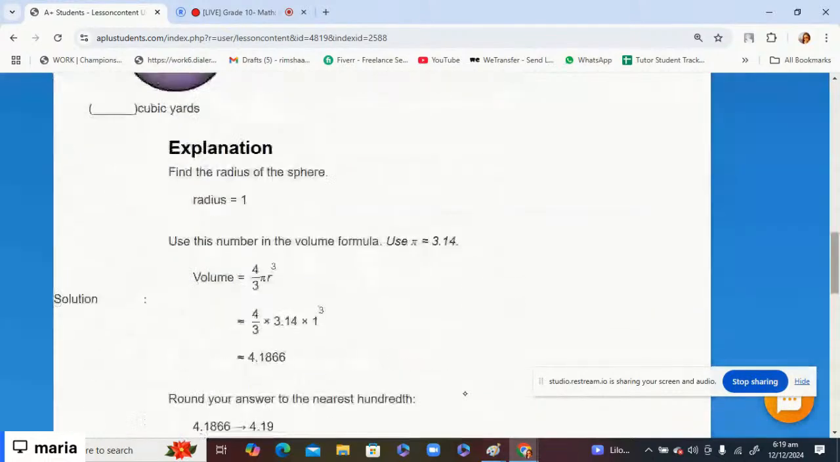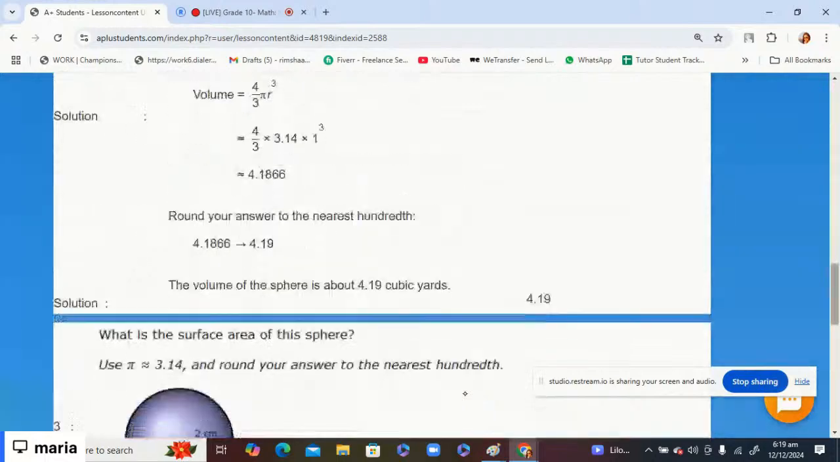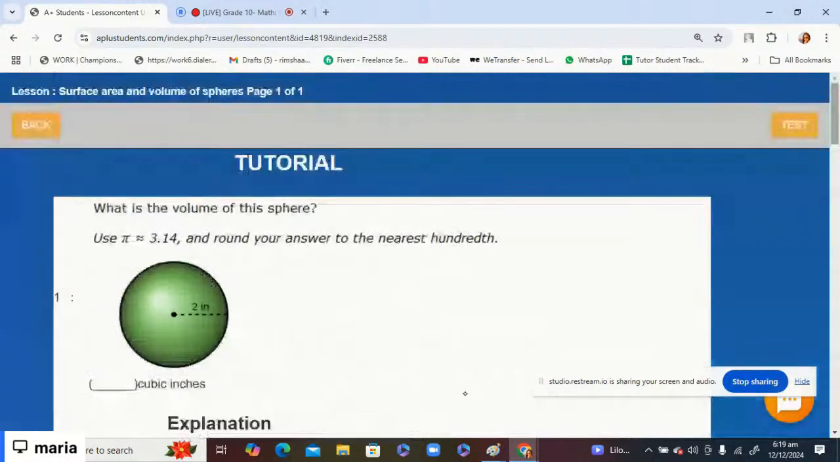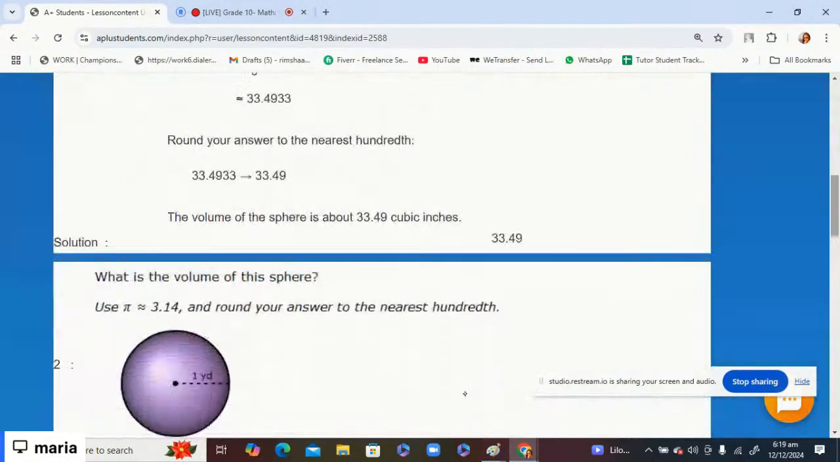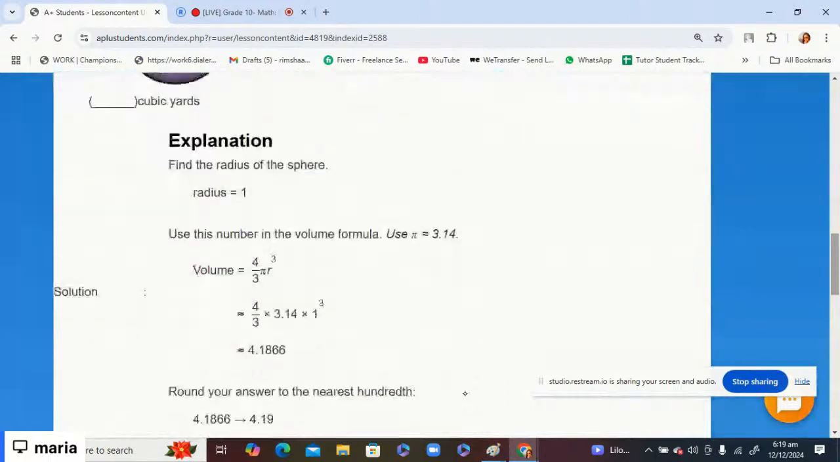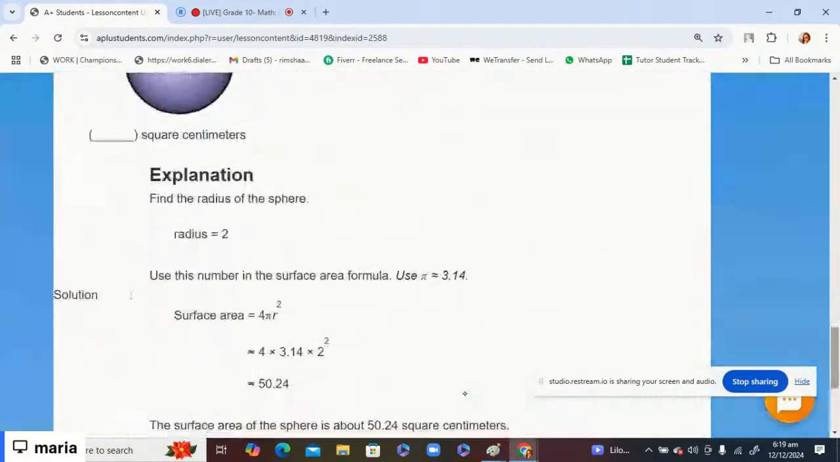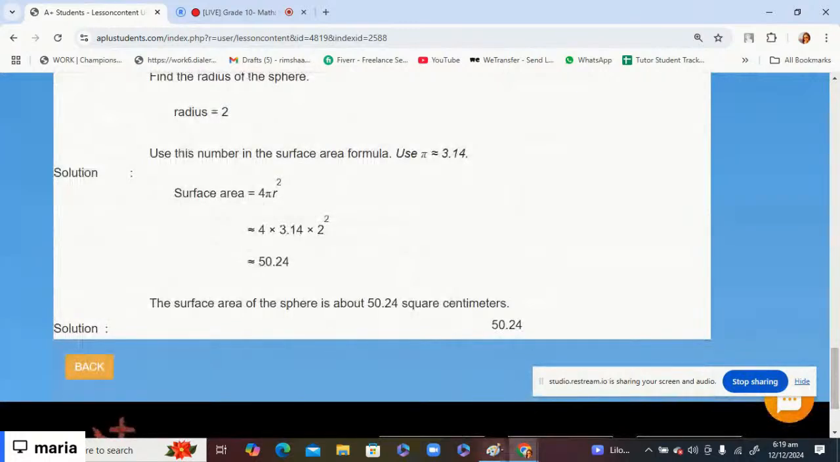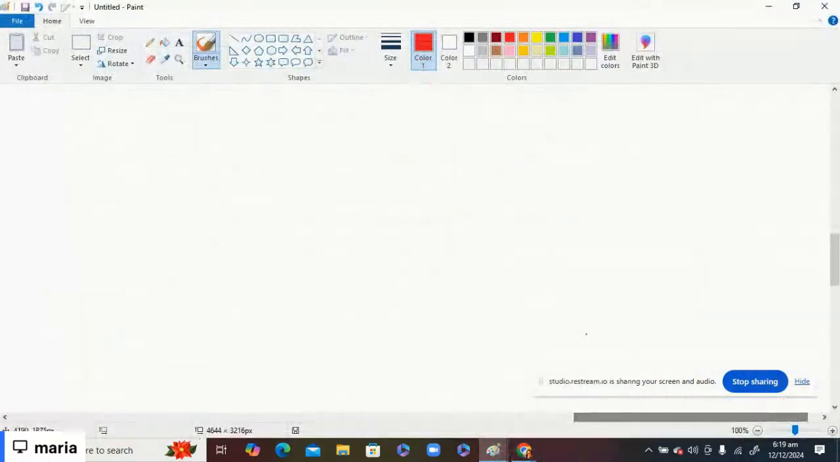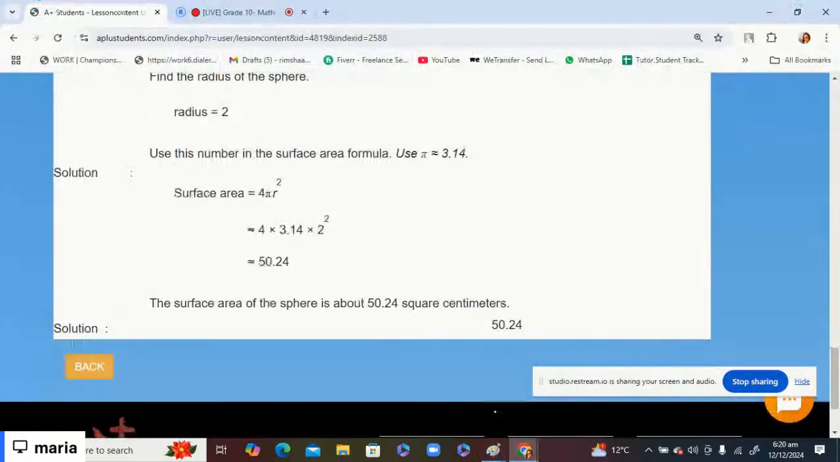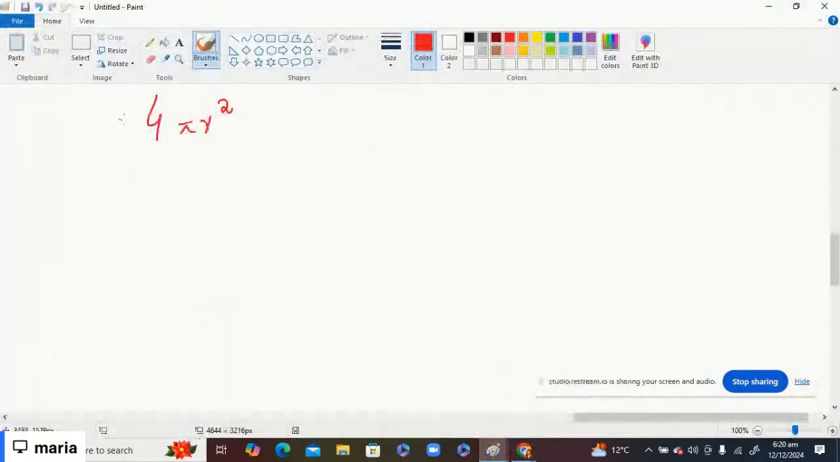Now this is the way that we get it. And then they are also saying to round out to the nearest, surface area and volume of the sphere. Now volume of the sphere, this formula we already know. Now let's find out the surface area. How to find the surface area? I'm going to write both the formulas. 4 pi r square. Yeah, this is the surface area.